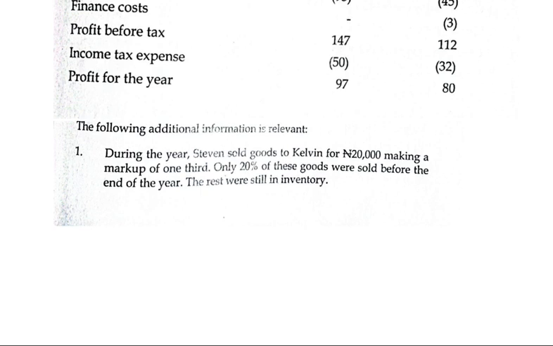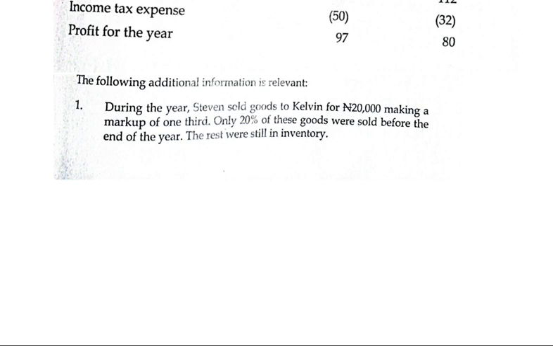1, Stephen sold goods of 20,000, making a markup of 1/3. That is, the value of the sales is 20,000, but they said there's a markup of 1/3. And then they say only 20% of these goods were sold before the end of the year. The rest were still in the inventory. In other words, this 20% is the closing inventory.